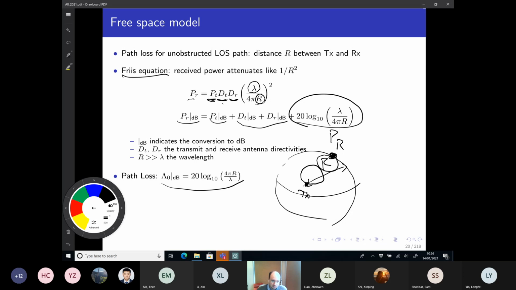No, it works. It's valid for the free space. So even if you have no air, no interaction with the oxygen molecules, the gas in the atmosphere, and so on, you're going to experience this. Even if you go to the atmosphere and it's really free space, you're going to have this. This is called path loss, and it essentially decays as 1 over r squared. So the larger r, the smaller your received power.